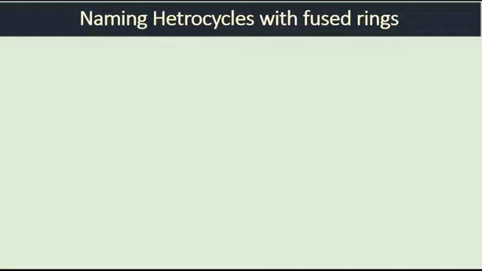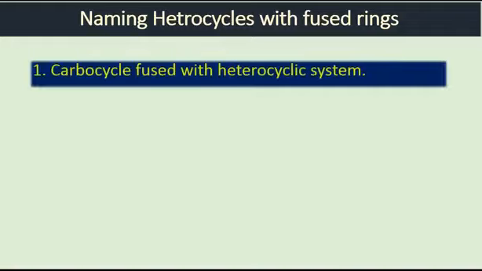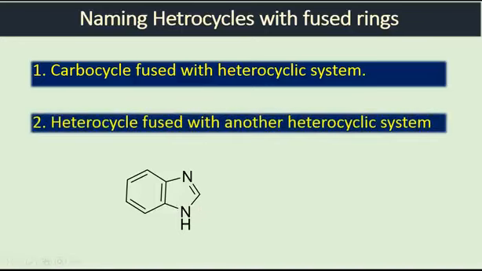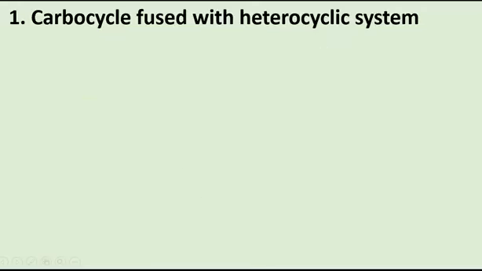In case of heterocycles with fused rings, you can have two types of cases where one is a carbocycle fused with a heterocyclic system. In simple, the example is like benzimidazole, where you have a benzene fused onto an imidazole ring. So how to name this type of rings? And we can have heterocycles fused with another heterocyclic system. So here you have an oxazole fused onto a pyrazole. Let's see what are the different rules that we have for naming of this type of compounds.